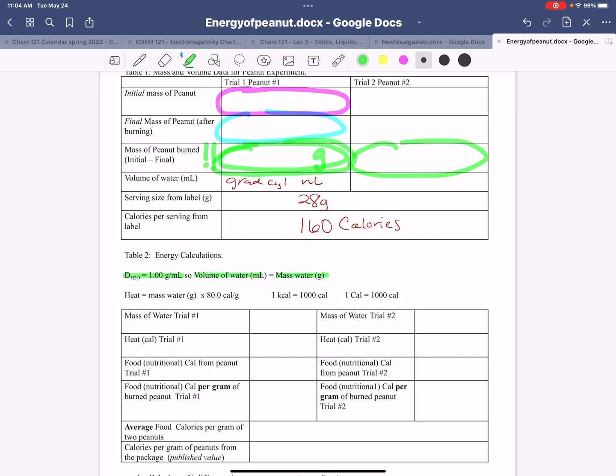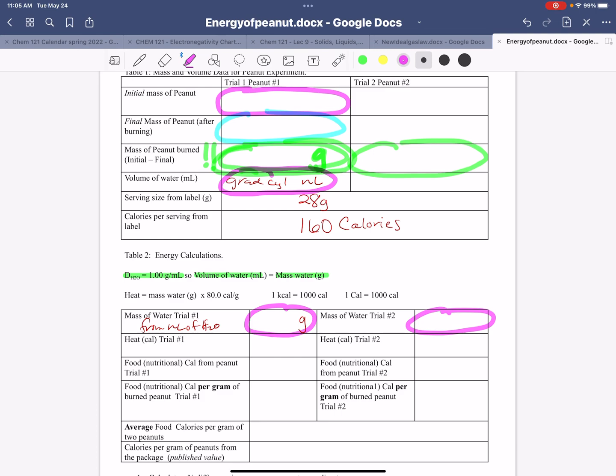So whatever you got up here, this is the mass of the water. Sorry, I messed up there. This is the milliliters of water. We're going to put that here, but we're just going to change the units to grams. So this is going to be grams, and that's going to come from the milliliters of water. You're going to do that twice, one for each trial.